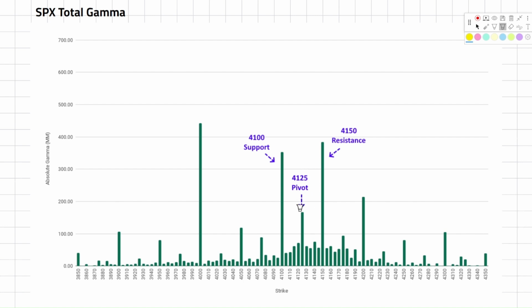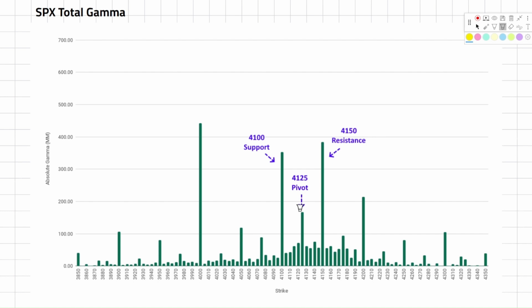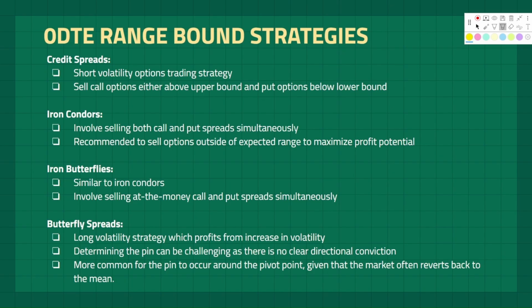So we can see this reflected in the price action, but the reason why the market is contained here is due to the options positioning in the market, or at least it's having a major impact on keeping price contained to this trading range. Generally, the best strategies to deploy are short volatility strategies. So this includes the credit spread, which is a very popular zero DTE option strategy. The iron condor, which is also quite popular, is simply just a credit spread, but you're selling the call and the put at the exact same time.